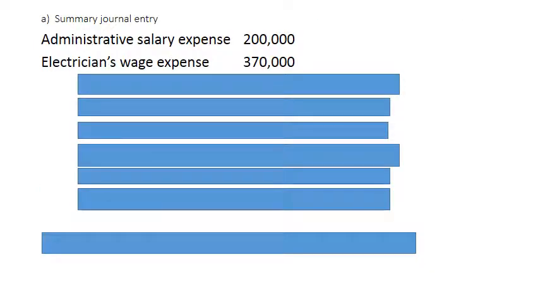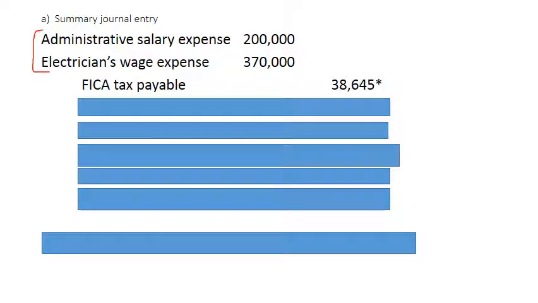So I listed here, you're going to debit the salary expense account. So you can combine these and say salary and wage expense, and it would be $570,000. That's fine. You can also break it up and say administrative salary expense and electrician's wage expense. So I elected to just leave the two separate, but you could just say salary and wage expense, $570,000, and that would be fine.